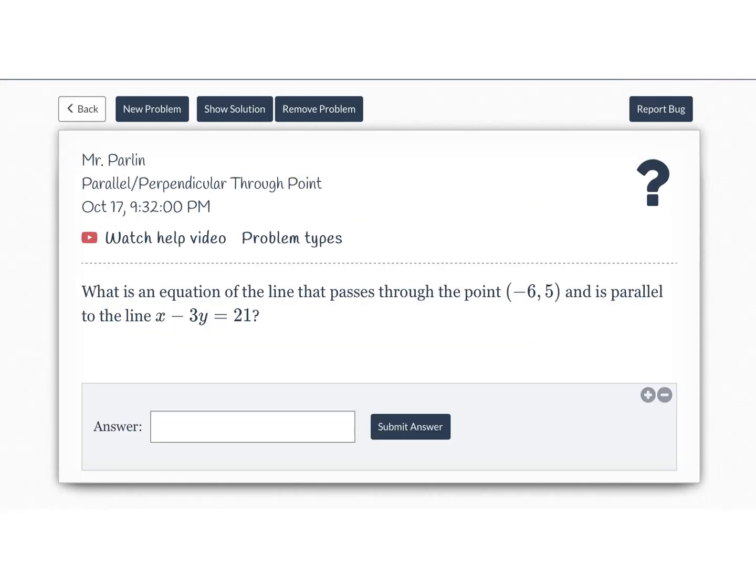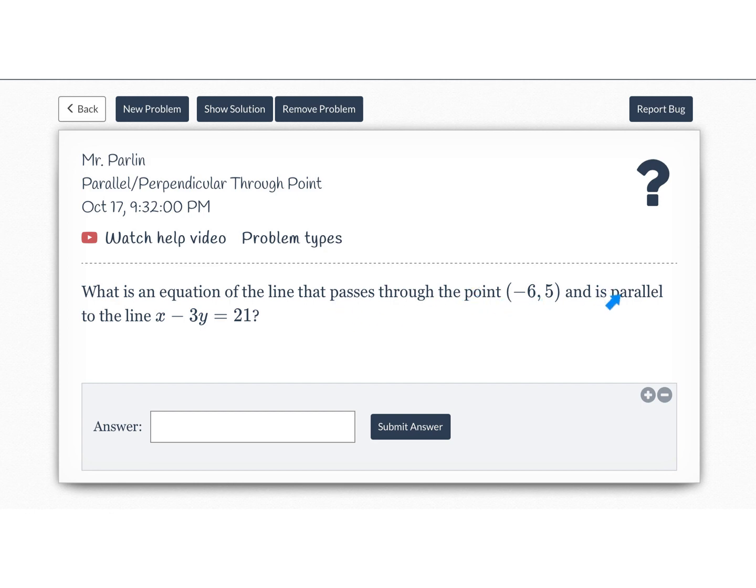The next problem type says to write an equation of the line that passes through the point (-6, 5) and is parallel to the line x minus 3y equals 25. All right, so we have a lot going on here. We're going to write a new equation. It's giving us a point.